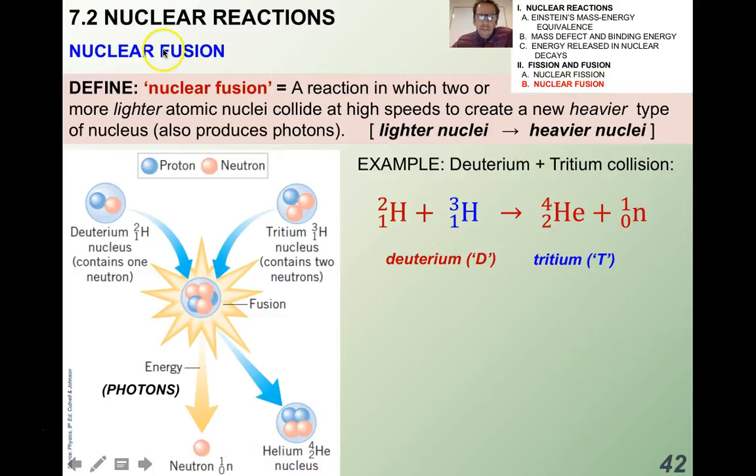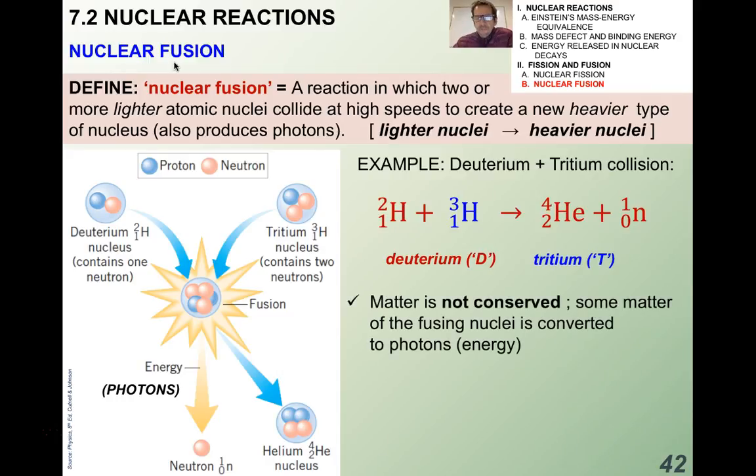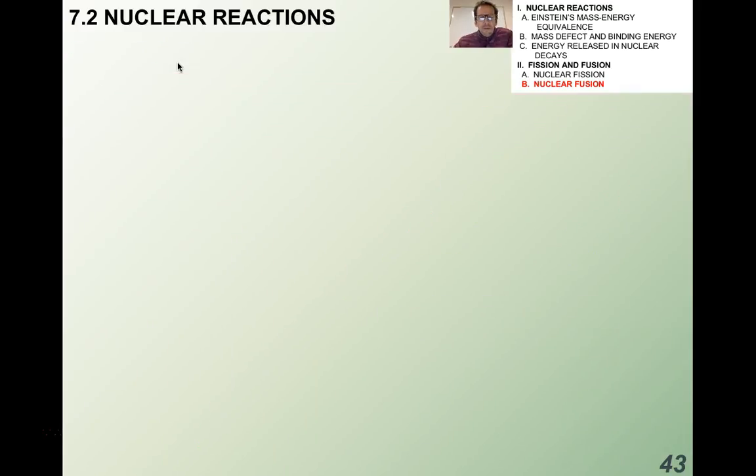Okay. The next kind of nuclear reaction we're going to talk about is nuclear fusion, and this is a reaction in which 2 or more lighter atomic nuclei collide at high speeds to create a new heavier type of nucleus. So this is just the reverse of nuclear fission, which was heavier into lighter. So an example of this is a deuterium and a tritium collision. In this particular case, matter is not conserved because some matter of the fusing nuclei is converted to photons or energy. So you need to keep that in mind with fusion. It also creates photons as nuclear fission did in that case.